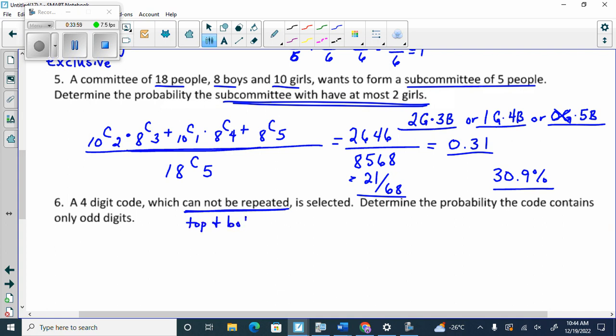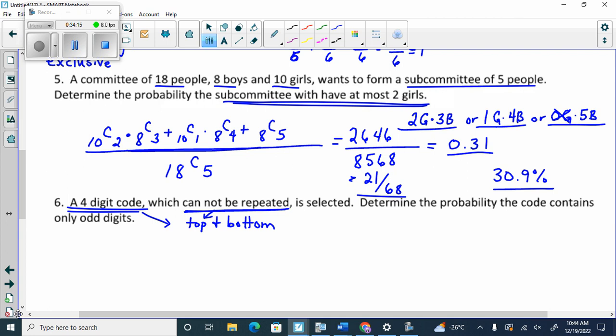If it happens before the word probability, it affects the top and the bottom. So we have a 4-digit code, that's on the top and the bottom. It can't be repeated, that's on the top and the bottom. Okay? Do we see that? Then the word probability comes. Do you see that? Determine the probability.